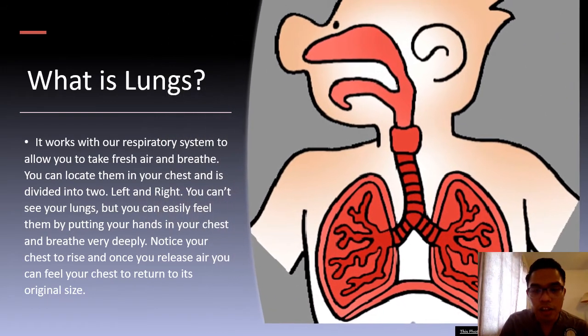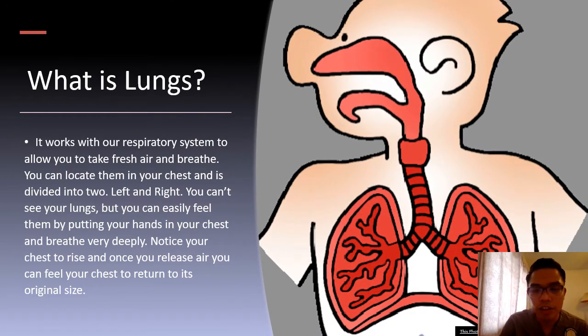Here is the picture of your lungs. As I said earlier, on the left side, this one is your lung, and the right side is this one. Once you take a deep breath in, air goes in through your trachea, or windpipe, until it reaches inside your lungs. You will notice your chest rise and then go back to its original size.